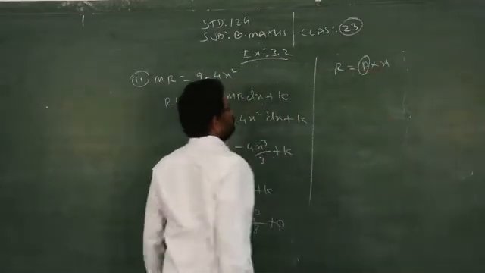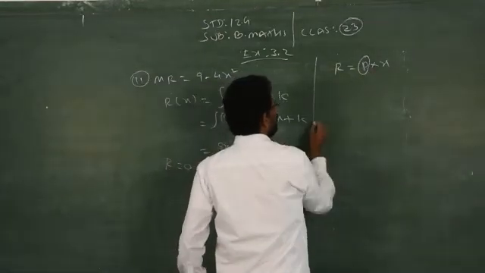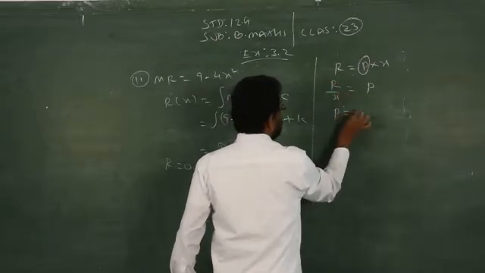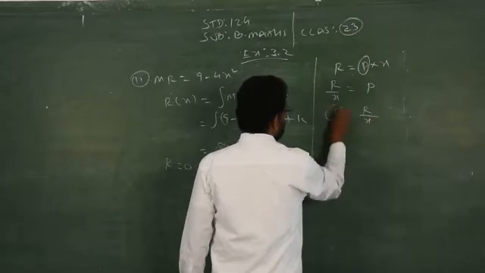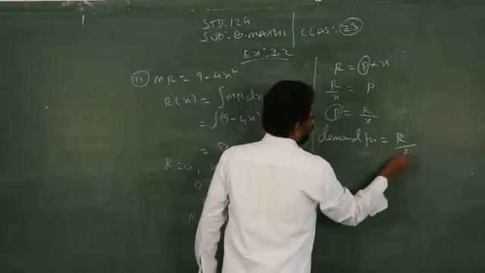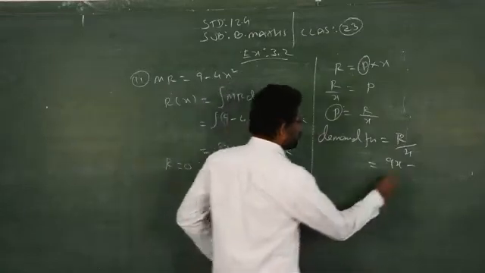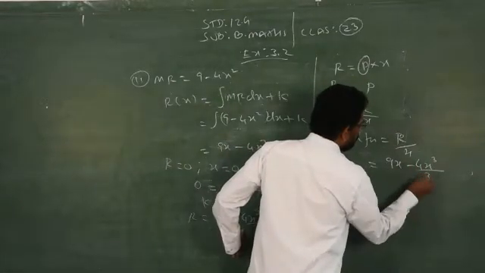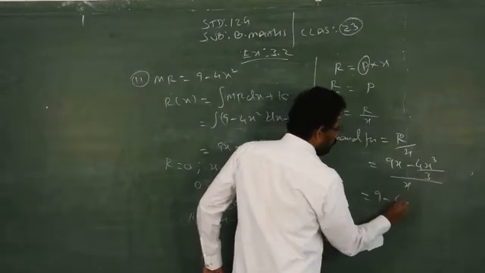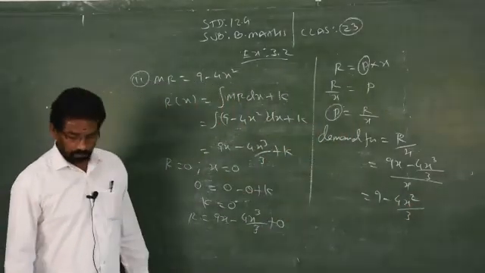So to find the demand function, r is equal to p into x. I told you previously that p sometimes stands for price, sometimes p is called the demand function. So retain the p on the right side itself, and you get demand is equal to r by x. This is nothing but the demand function. We already found the revenue function as 9x minus 4x cube by 3, divided by x. So divide each term by x, you will get 9 minus 4x square by 3. Clear? So this is your demand function.